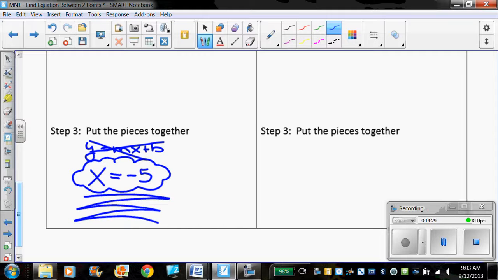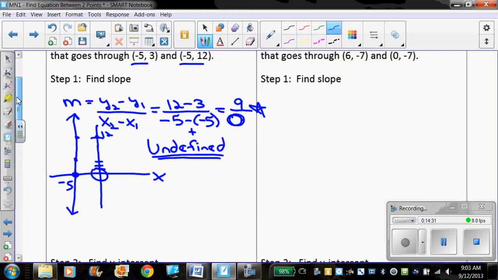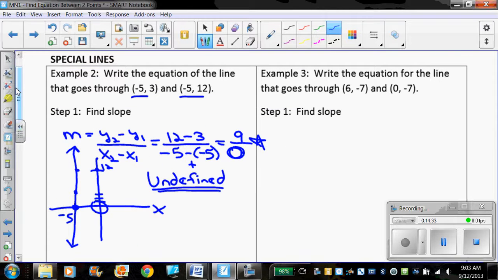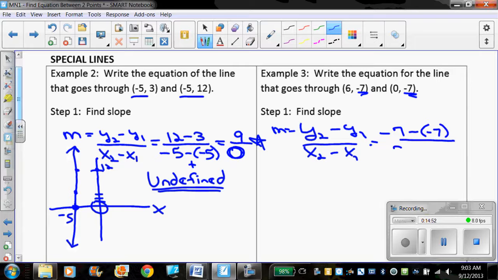Okay, and that is weird, I know, which is why I'm giving you an example in your notes so you can reference back to it. This is the other weird one. I'm going to find the slope, m equals y2 minus y1 over x2 minus x1. So we have negative 7, this is my y, minus a negative 7 over 0 minus 6.